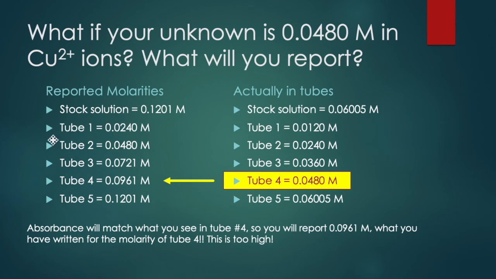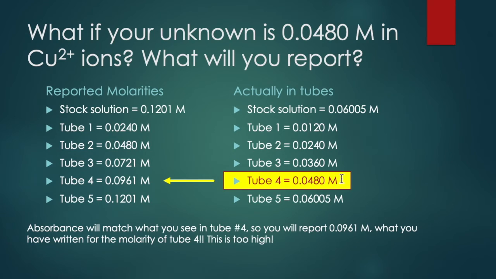Well, if you had done the procedure the correct way, your absorbance for your unknown would happen to match tube 2. And tube 2 has 0.0480 molar, and so your unknown value would fall onto the line right next to the dot, or right on top of the dot for tube 2, and you would report the correct value as 0.0480 molar.